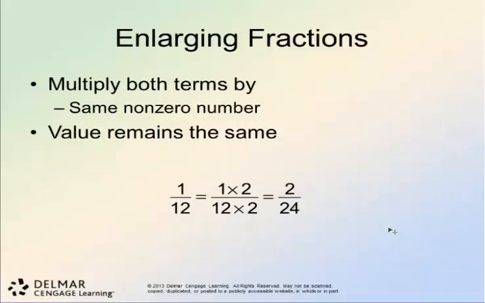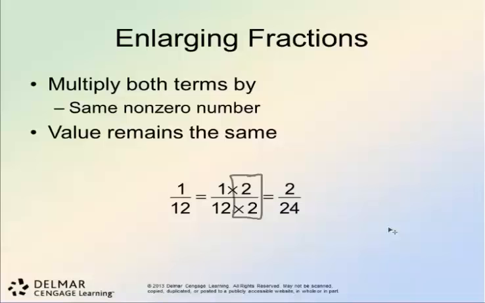Now, when we enlarge fractions, we multiply by a form of 1, which we did in the previous example. So if I start off with the fraction 1/12, and I multiply it by 2 over 2, the fraction I get will be equal to the fraction I had. Because 2 over 2 is what we call a form of 1. And as long as you multiply the numerator and denominator by the same non-zero quantity, the fraction you get will be equivalent to the fraction you had.